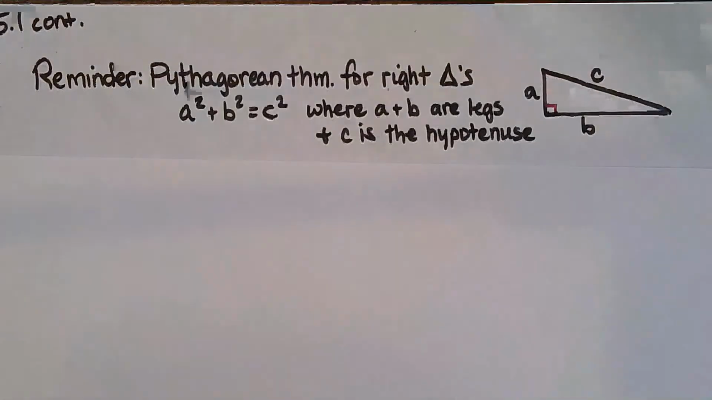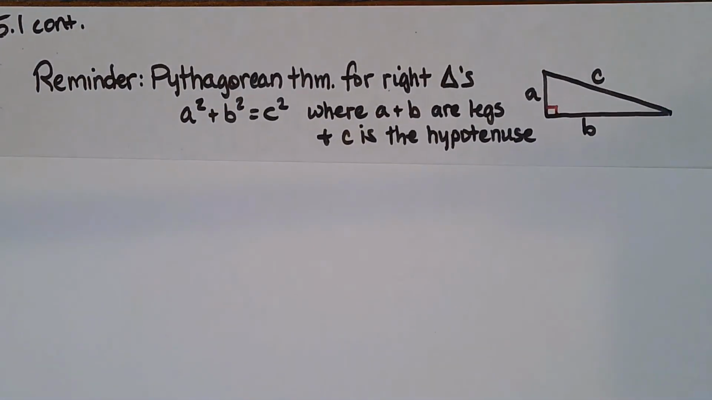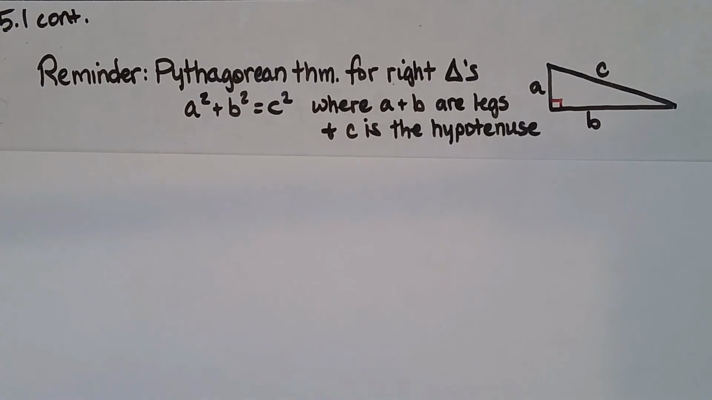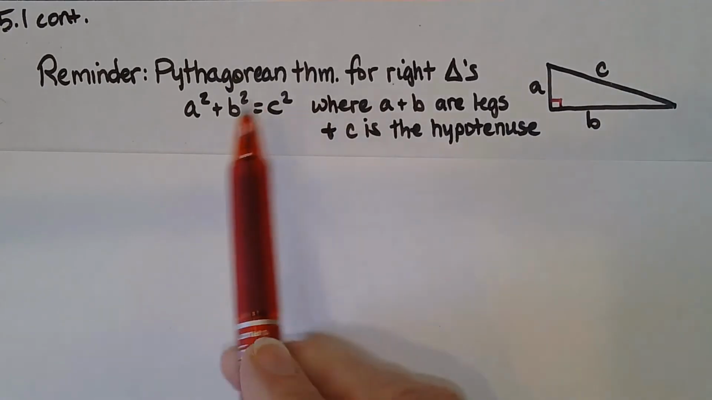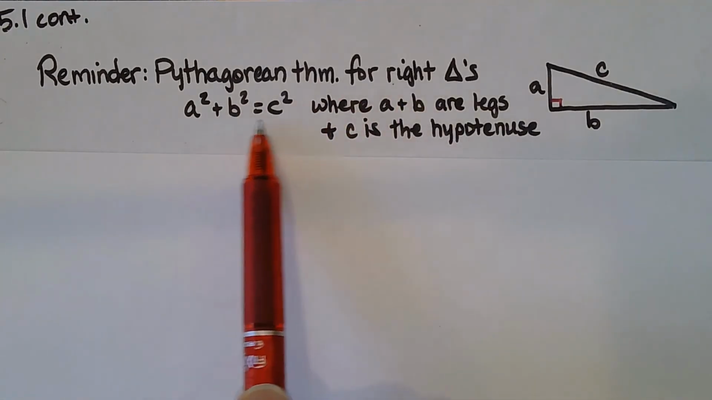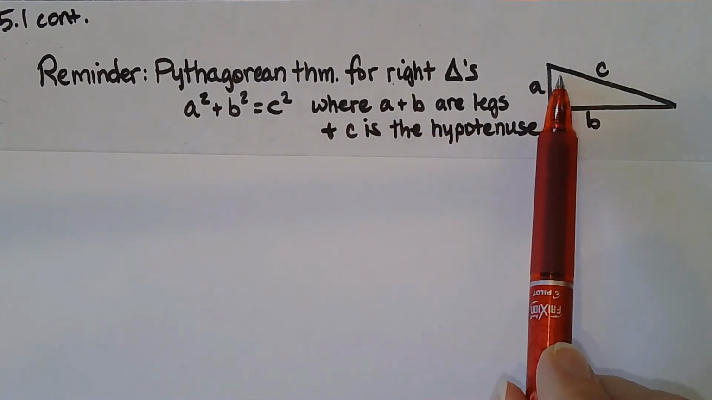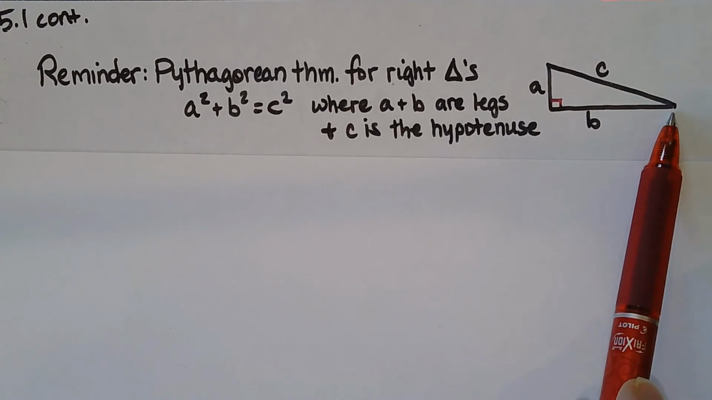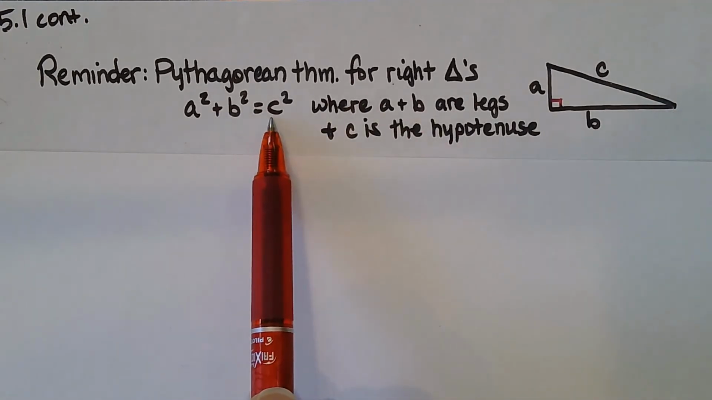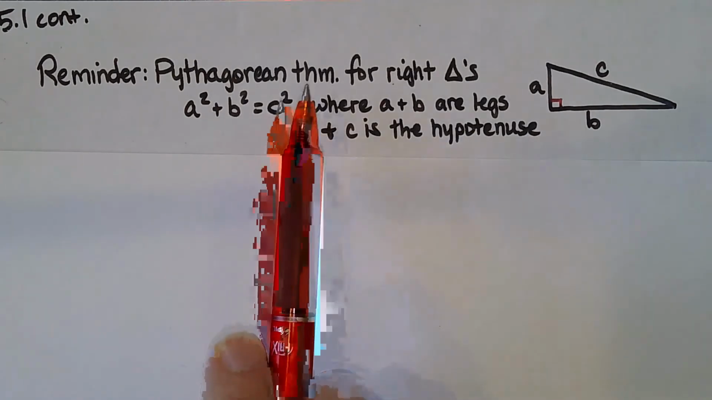I'm going to zoom in here. Pythagorean Theorem for right triangles, and we will be dealing with right triangles. Remember, this is a squared plus b squared equals c squared. A and b are the legs, c is the hypotenuse. So if you know two of these, you can plug the numbers in for whichever two you know, and you can solve for the missing side. We're going to use that in this section.